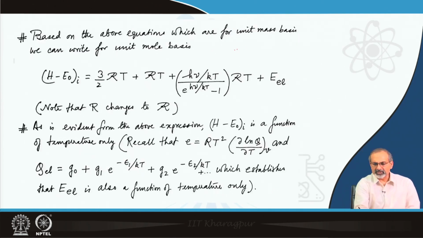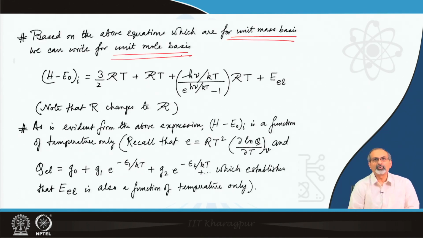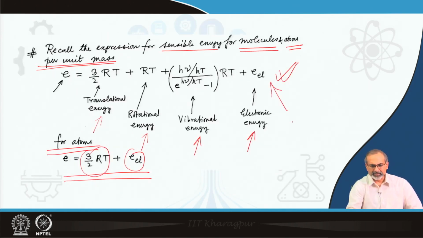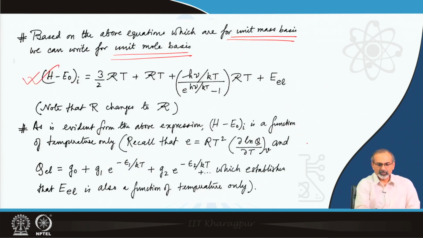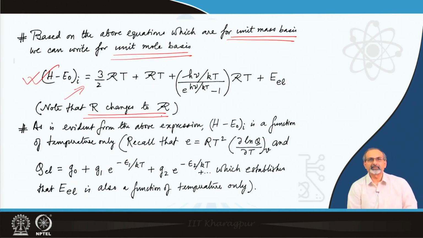Now, based on the above equations which were written for unit mass basis, we can extend it to unit mole basis. And where does it help us? It helps us in writing the H minus E naught expression. Remember that the expressions that we wrote over here were considering the sensible energy, which means the E naught part was already subtracted from the E, and therefore, the same thing applies over here. Note that we have changed the specific gas constant to universal gas constant when we move from unit mass to unit mole basis.